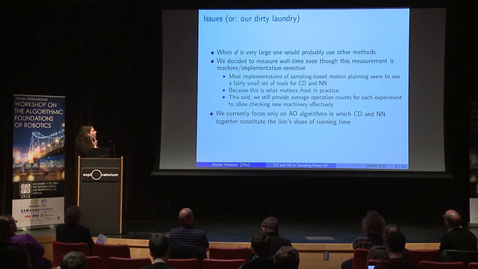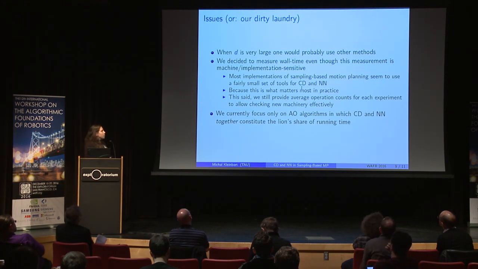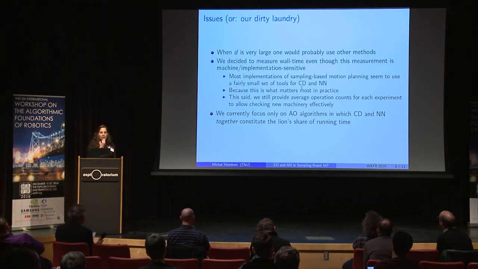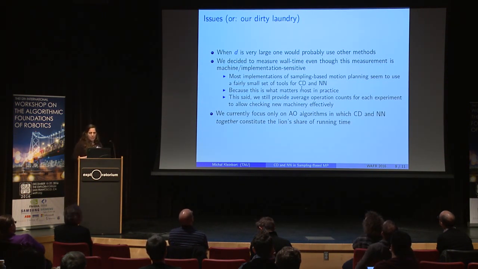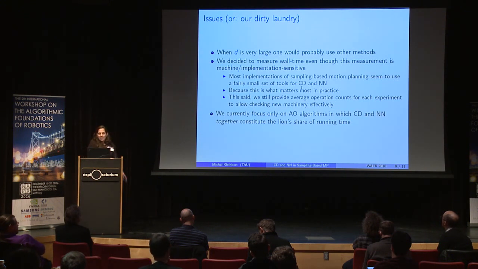Okay, so now for our dirty laundry. Originally, we were trying to analyze the case where the dimension d goes to infinity. However, as suggested by the reviewers, when d is very large, one would probably use other methods. So we no longer do that. We also decided to measure the wall time, though this measurement is machine or implementation sensitive in some sense. This was also a concern raised by the reviewers. However, most implementations of sampling-based motion planning use a fairly small set of tools for collision detection and nearest neighbor search, to the best of our knowledge. Also, wall time is what matters most in practice. Having said that, we still provide average operation counts for all of our experiments to allow a person who comes up with a new machinery to check it effectively.